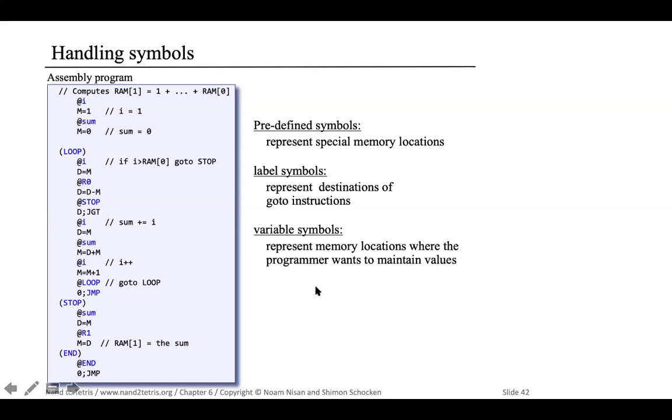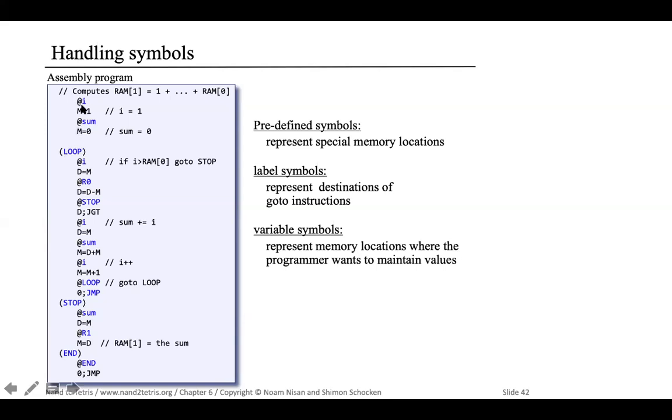So this is what we want to show. There are some predefined symbols, which we call inbuilt symbols. They represent special memory locations like R0, R1, R2, SCREEN, KBD. Then there are label symbols, which represent destinations of go-to instructions or jump instructions. So wherever the declarations have been made, that line number. For example, what is the value associated with loop? Because loop is a declaration.